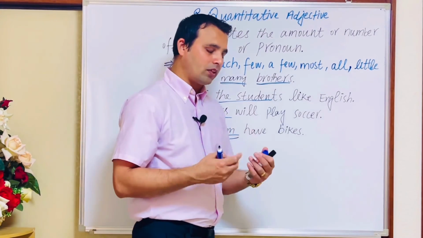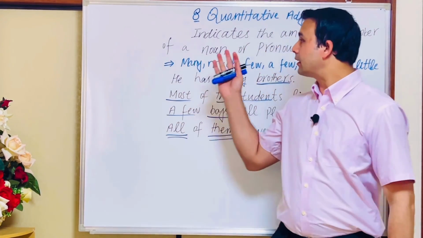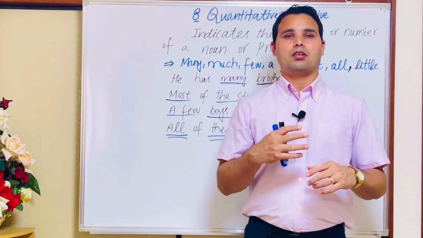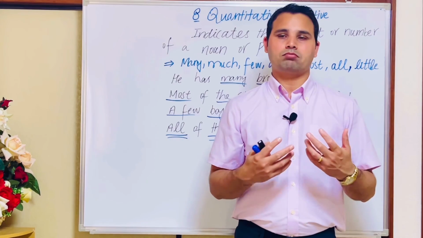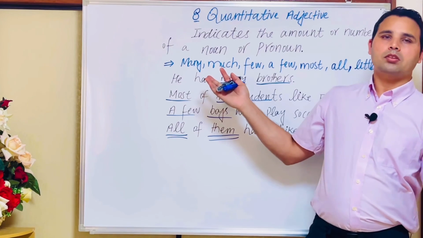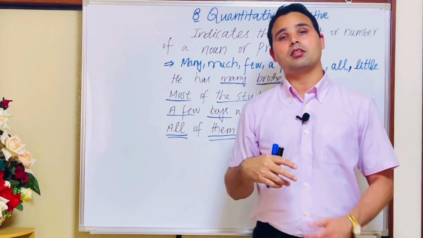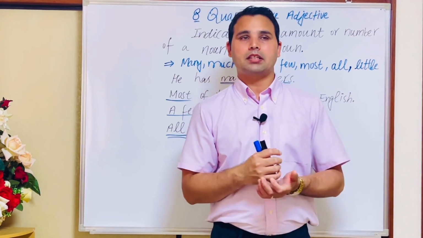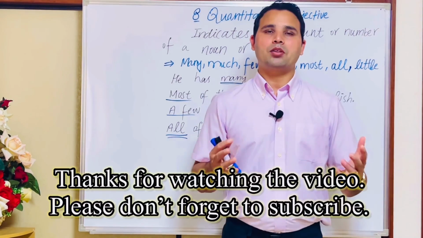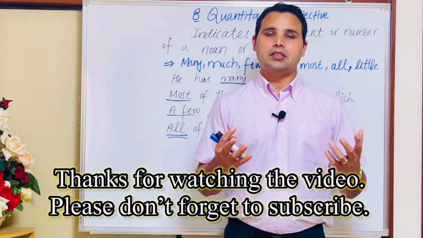So this is very simple and very easy. I hope that you have understood everything about quantitative adjectives, that they indicate the amount or number of the things of a noun or pronoun in a sentence. And these are some of the quantitative adjectives here, like many, much, few, a few, little, a little, all, like that. And here we studied the different examples. I hope that you have understood everything about demonstrative adjectives and quantitative adjectives.